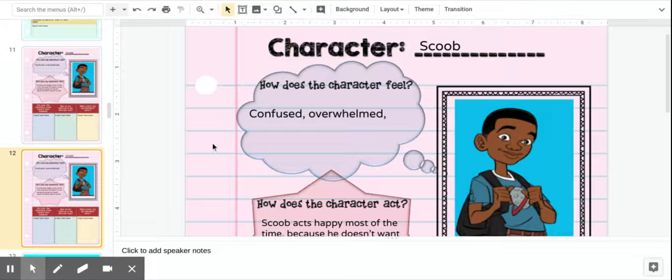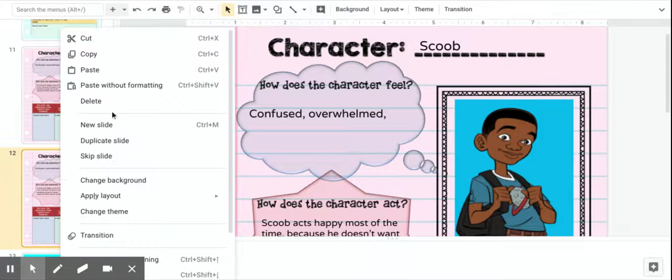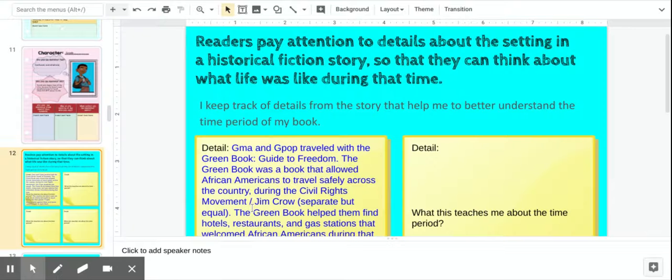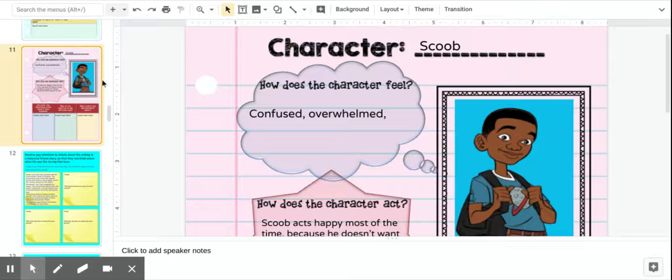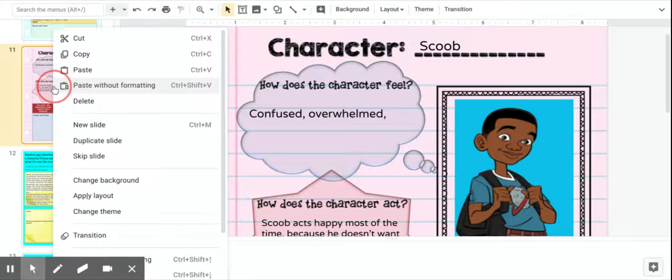Now, obviously, I already had this one filled out with Scoob, but if it was blank and you have two characters, I could just go through and take this information out. And it's as simple as, if I want to get rid of it, I click on it and I just hit delete the slide. Okay, so notice that I deleted that slide, but if I want to do that again, I'm going to show you one more time. I'm going to click on that character slide, I right click, and I can hit duplicate, and it's going to make another slide for me.